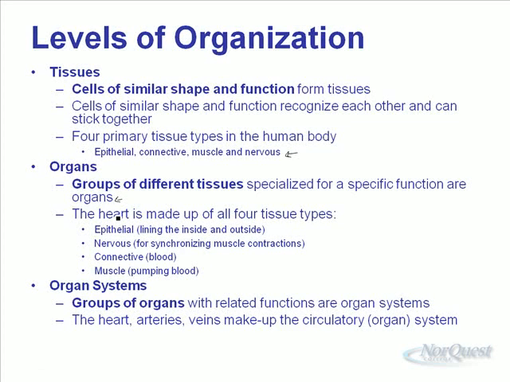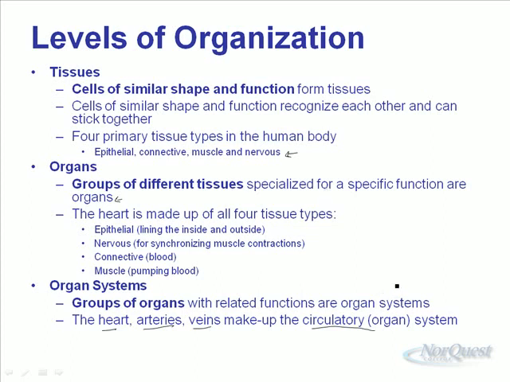The next level of organization would be organ systems, and these are groups of organs that have a related function. So if we look at the circulatory system, it's made up of your heart, which is an organ, arteries, which are organs, and veins, which are organs. So organ systems are groups of organs, organs are groups of tissues, and tissues are groups of cells.